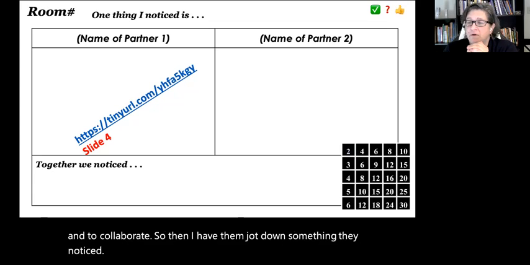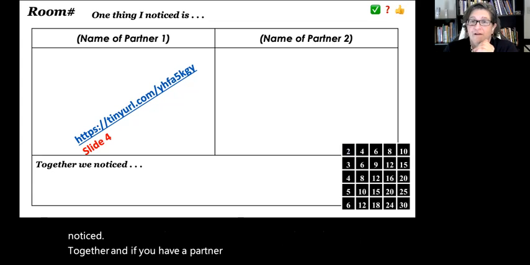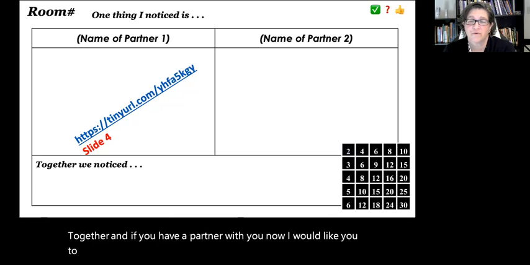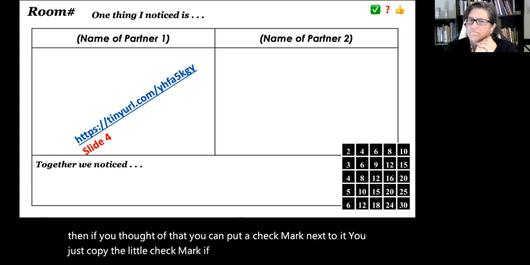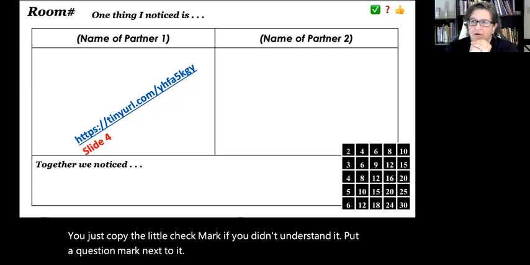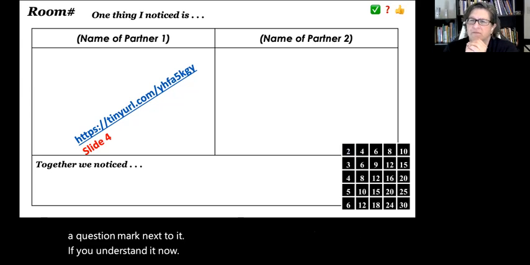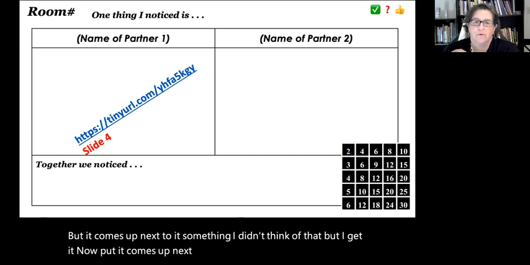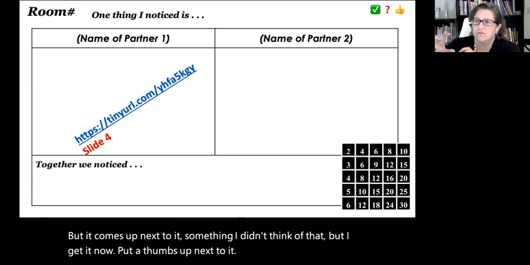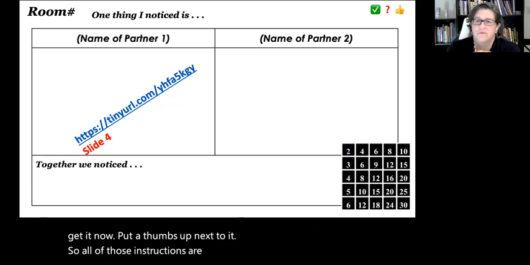If you have a partner with you now, I would like you to try it out. Just see what happens if you take turns sharing. If you thought of that, you can put a check mark next to it. You can just copy the little check mark. If you didn't understand it, put a question mark next to it. If you understand it now, put a thumbs up next to it, something I didn't think of, but I get it now. All of those instructions are in the other slides.